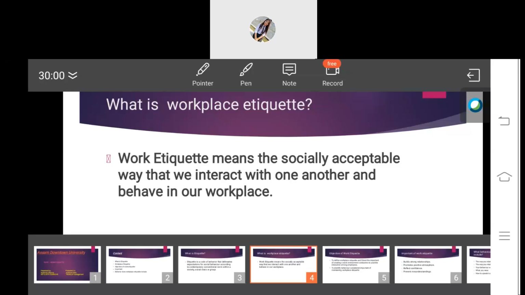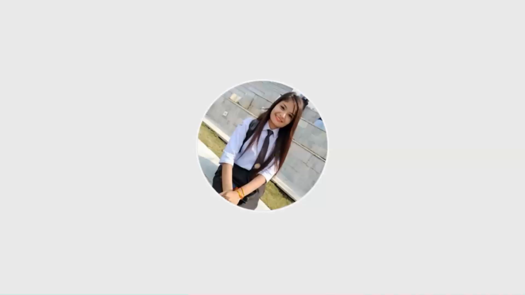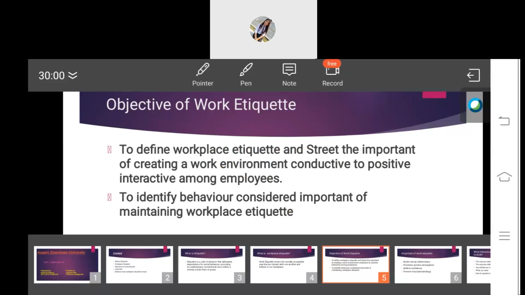Now, objectives of work etiquette. To define workplace etiquette and stress the importance of creating a work environment conducive to positive interaction among employees. To identify behaviors considered important for maintaining workplace etiquette. And last, to develop skills in addressing co-workers' behavior that is unpleasant, rude, or offensive.